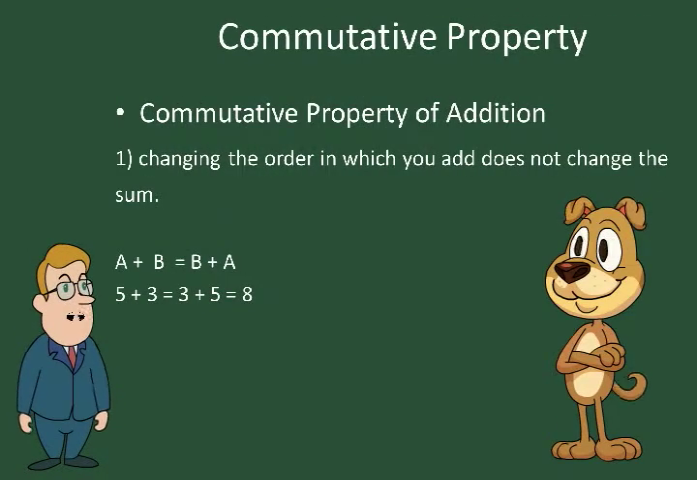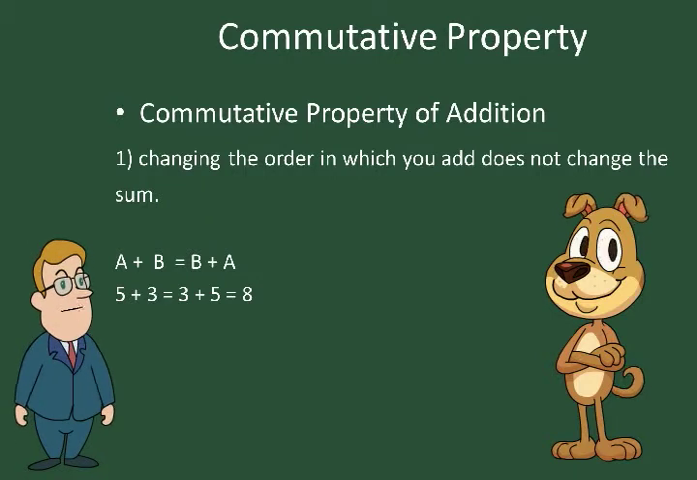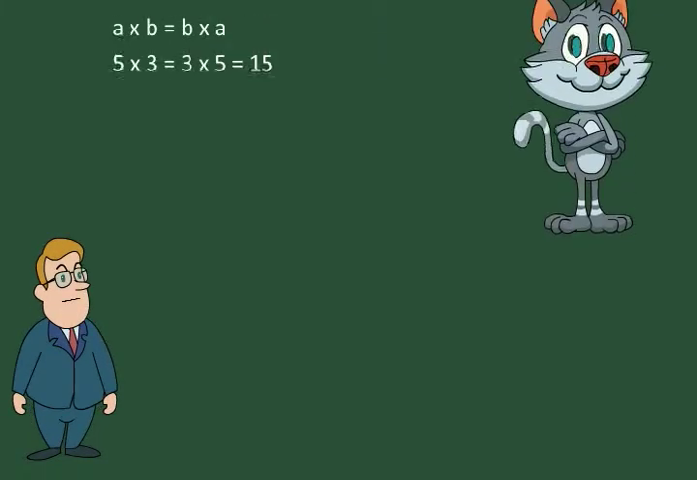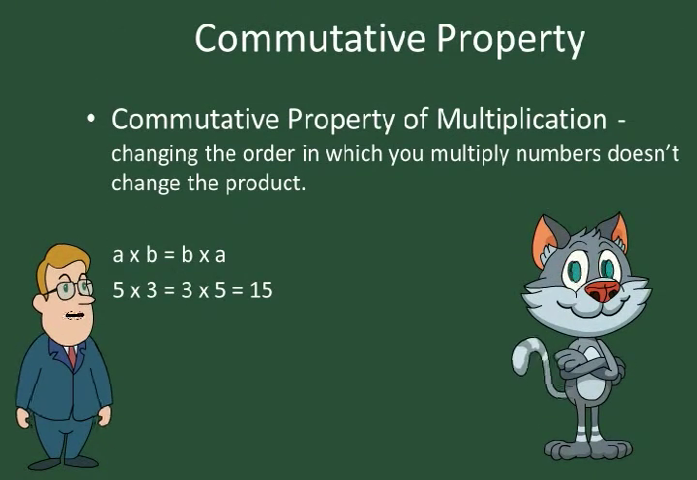Commutative property of addition. A change in the order in which you add does not change the sum. 5 plus 3 equals 3 plus 5 equals 8. Commutative property of multiplication. You can multiply two whole numbers in any order. 5 into 3 equals 3 into 5 equals 15.